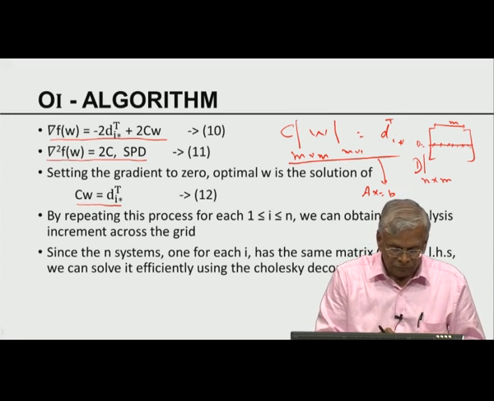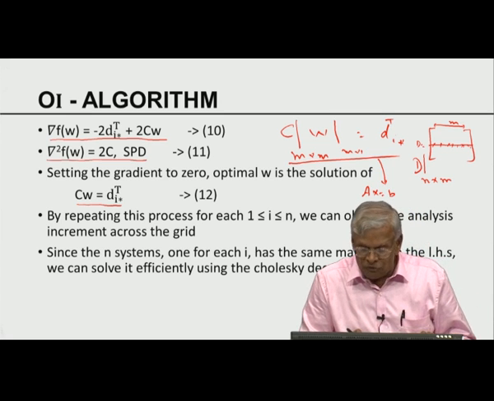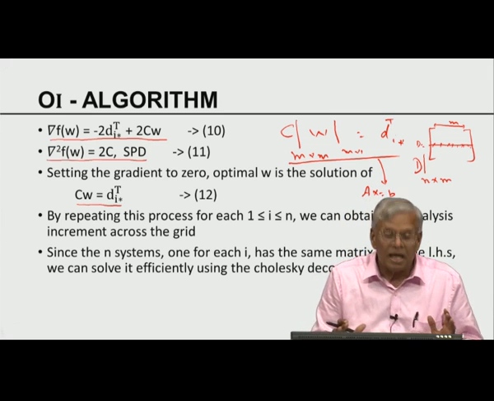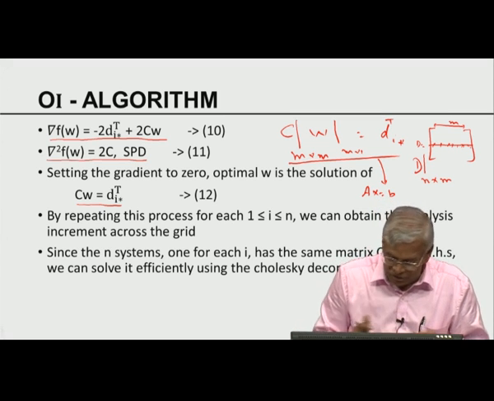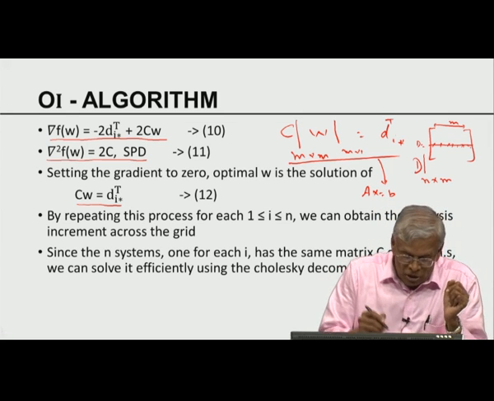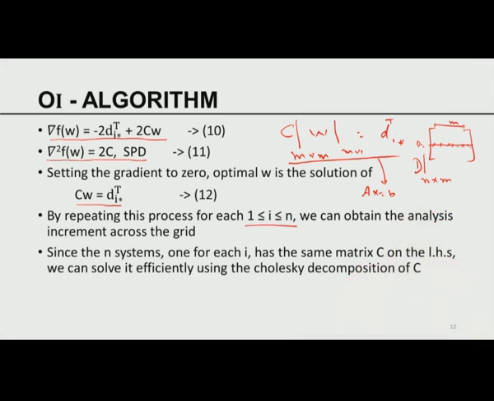But now, by repeating this process for each i, we can obtain the analysis increment over the entire grid. But now look at this. For every i, the left hand side remains the same, only the right hand side changes. Are you with me? So we are going to have a collection of n linear systems with the same matrix C, but the right hand side is different. What does it mean? If you compute the Cholesky factor for C once, I can use it repeatedly for every solution at various grid points. So that is a computational advantage.